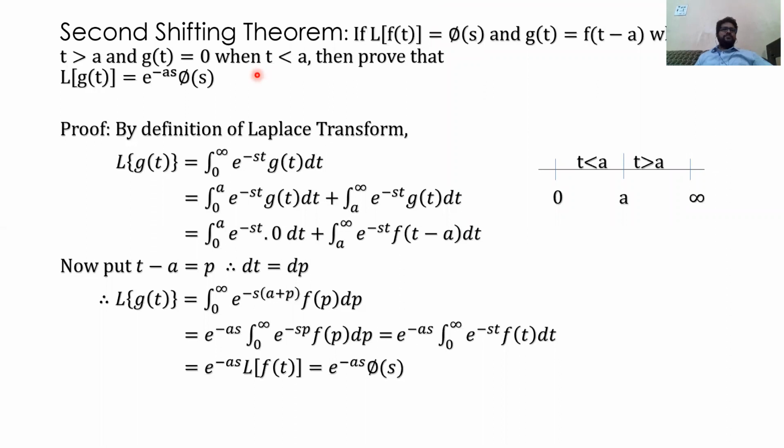Hello student, today we are going to start the second shifting theorem. The statement is: if Laplace of f of t equals phi of s, and g of t equals f of t minus a when t is greater than a, and g of t equals 0 when t is less than a, then prove that Laplace of g of t equals e raised to minus as phi of s.